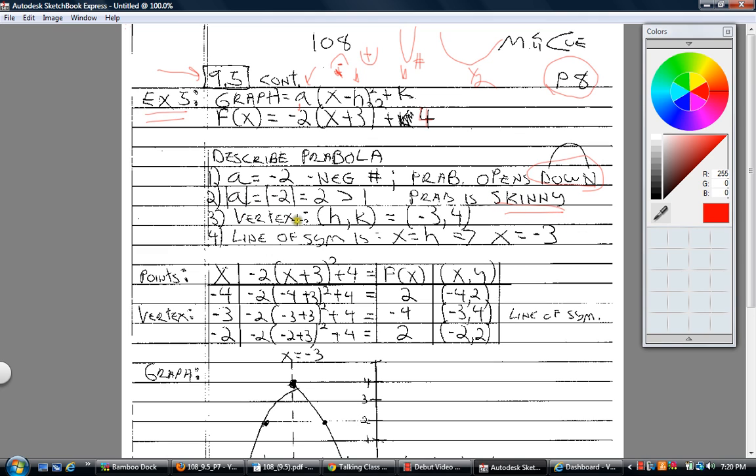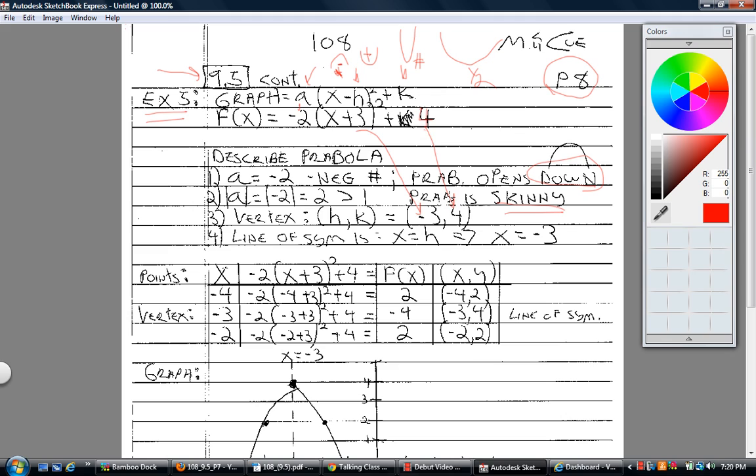Can you identify the vertex? It's always h comma k, which means that you take the number inside the parentheses, take the opposite, so the plus 3 becomes a -3. We beat that to death. The y component of the vertex is the vertical movement. That all makes sense. So -3 comma 4.